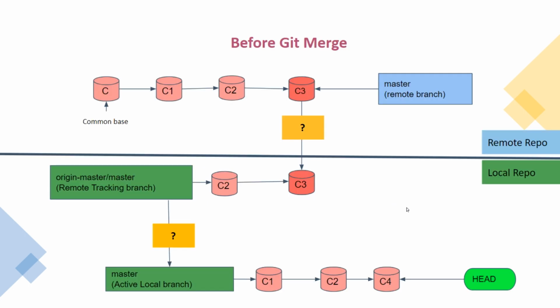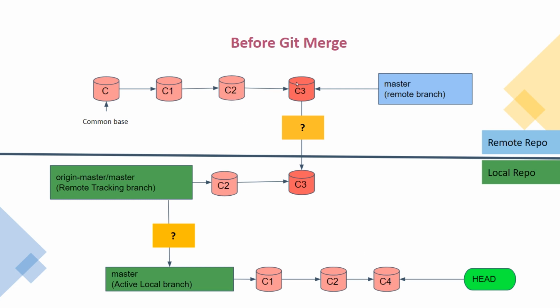Here you can see before git merge, this is the status. The current status at the remote is the C3 commit. There the new commit happened at C3, the remote branch. Then if you see in the local branch, here also a new commit happened, that is C4. And the parent of this C4 commit is C2, not C3. You can see the difference here. C2 directly to C4. Here C2 to C3.